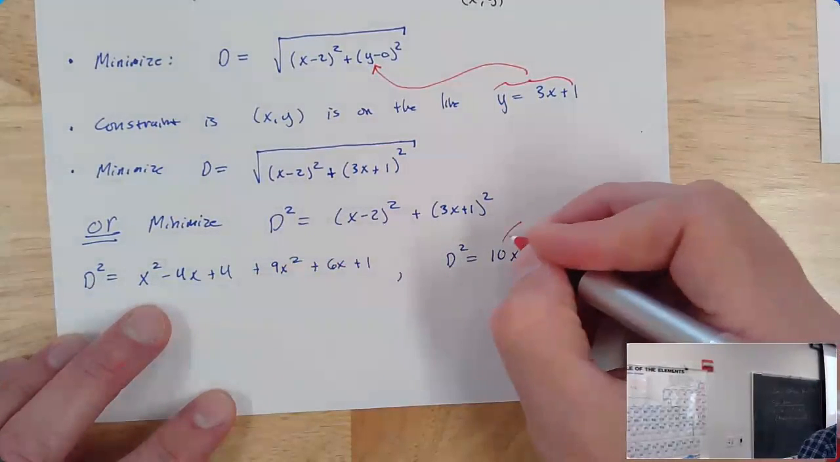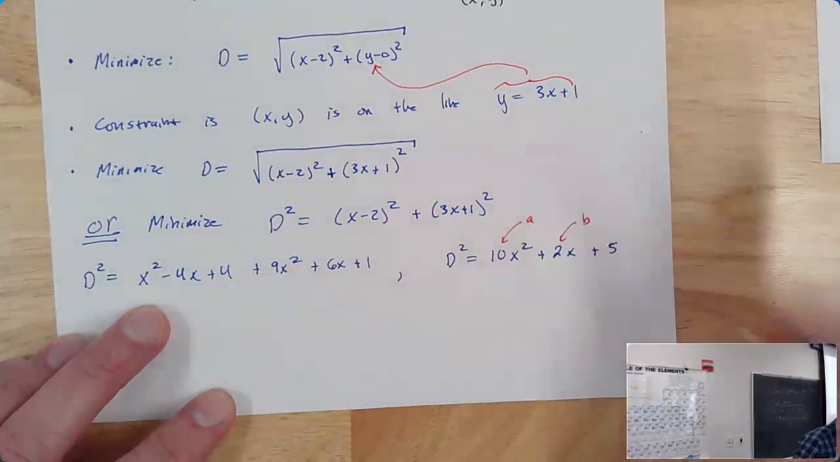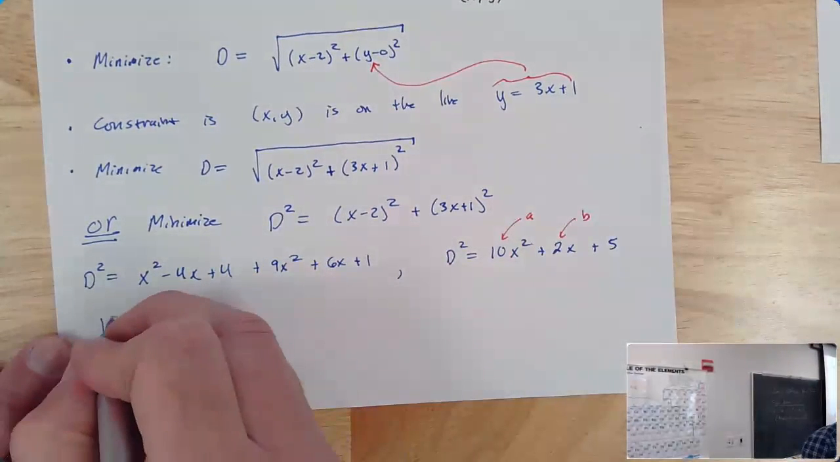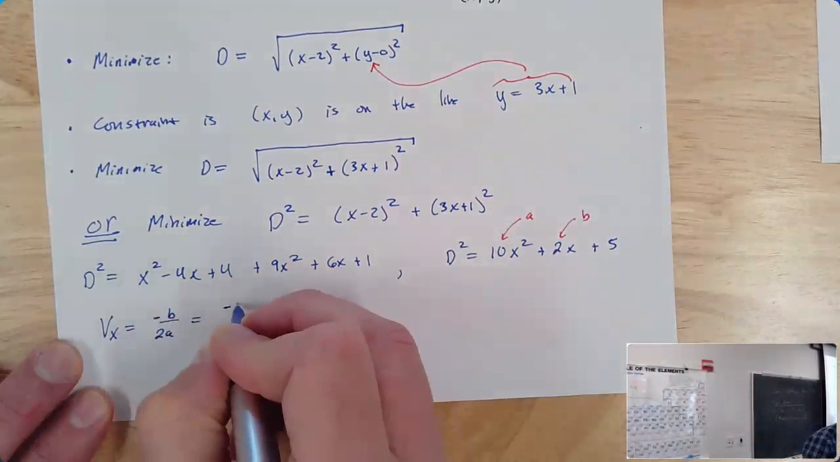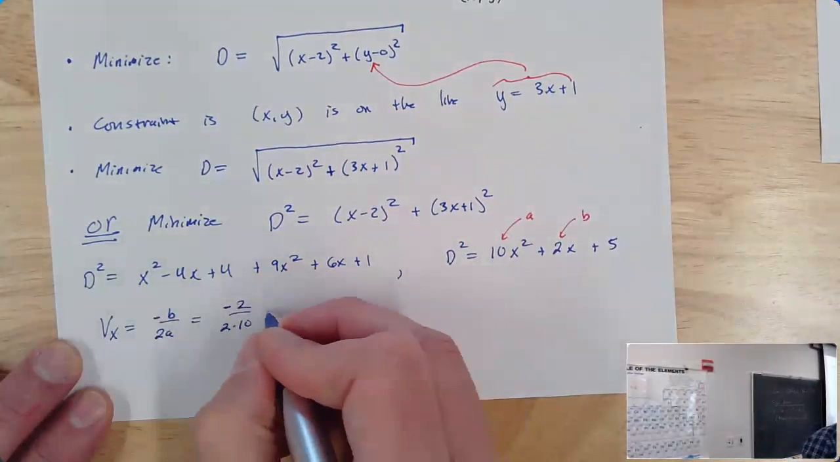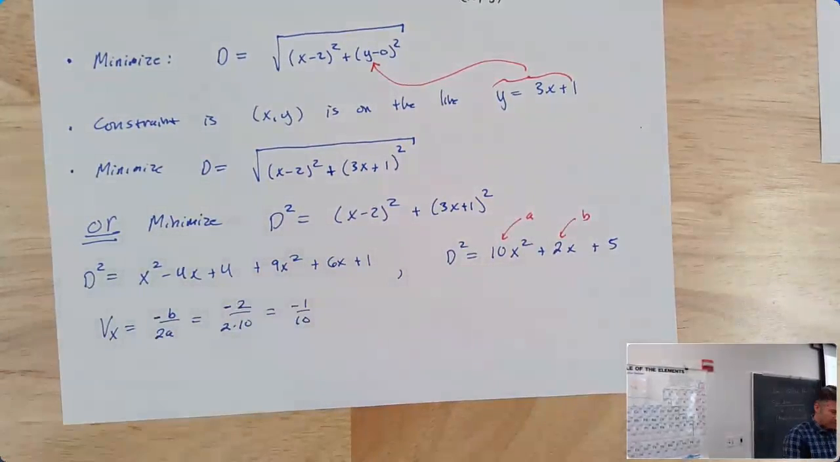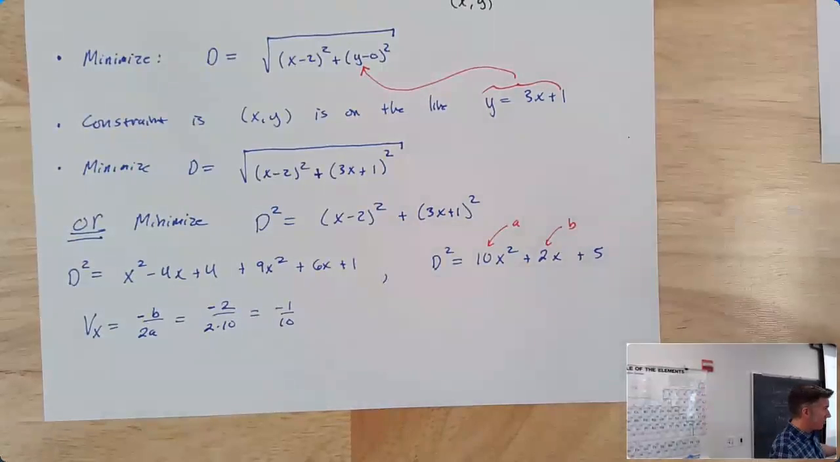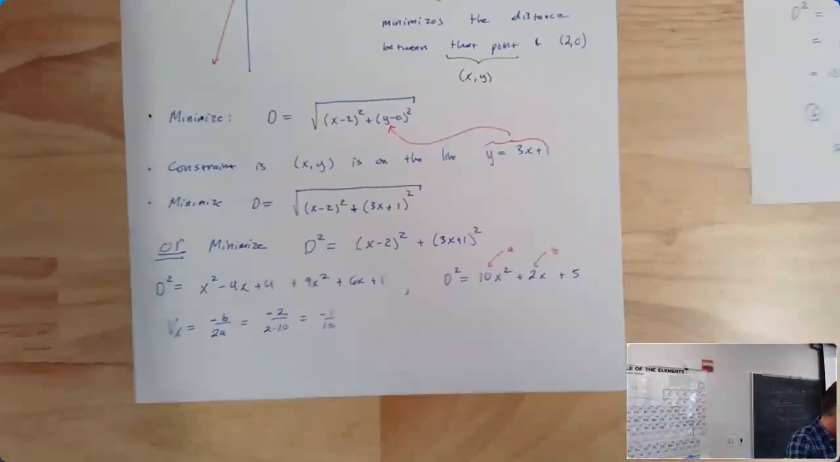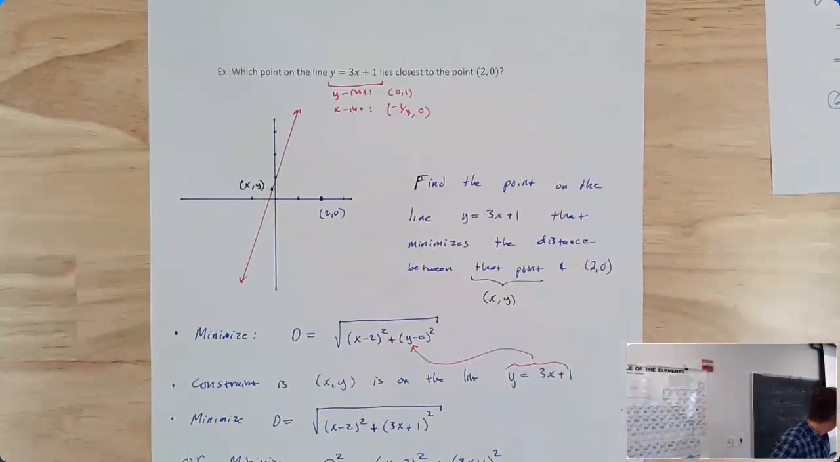So there's my a, b, and c. The x coordinate of my vertex is negative b over 2a, negative 2 over 2 times 10, which is negative 1/10. All right, I've gotten to the point in the problem where I've done all the amount of work I should do before I read the question again. Right? After you find the first coordinate of the vertex, go back and read the question. So the question says, what point on the line is closest to the point 2, 0?